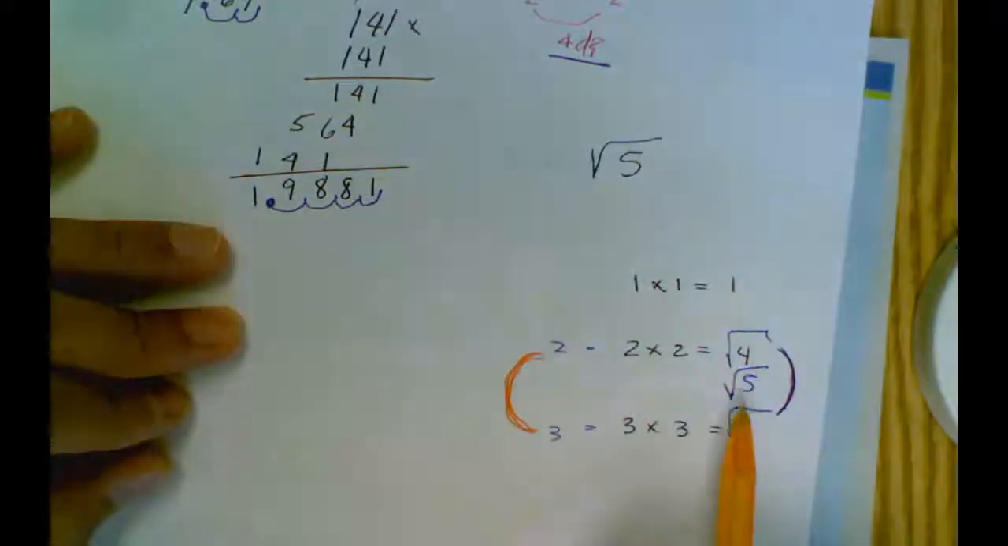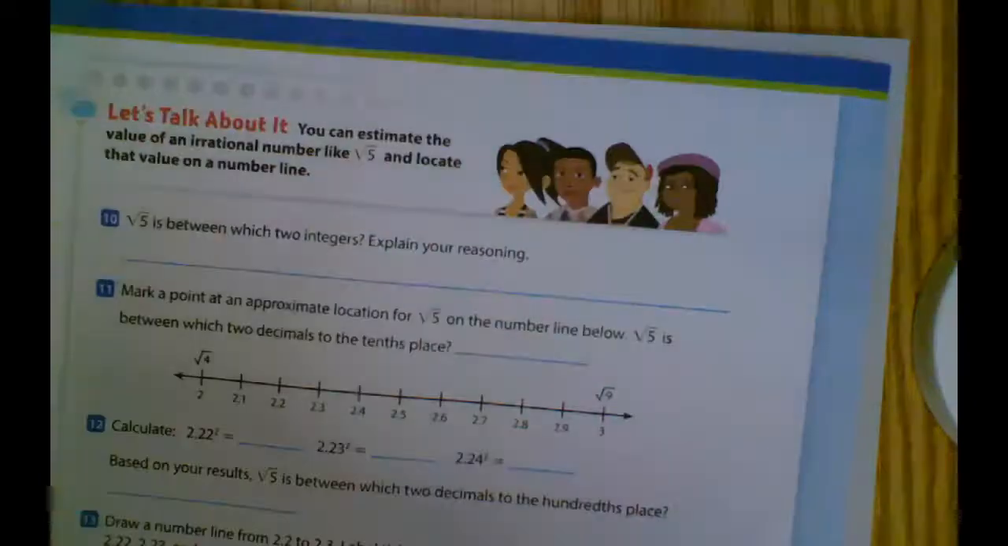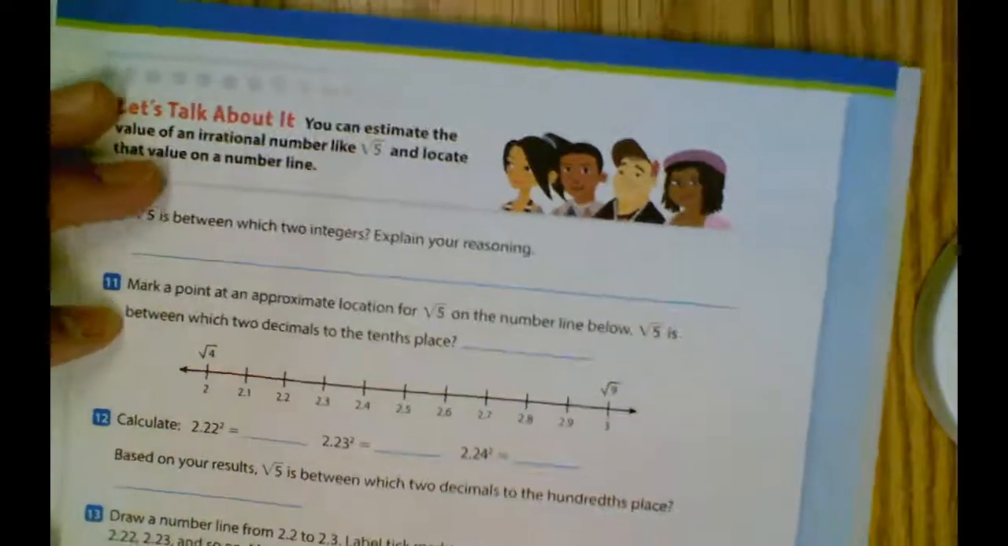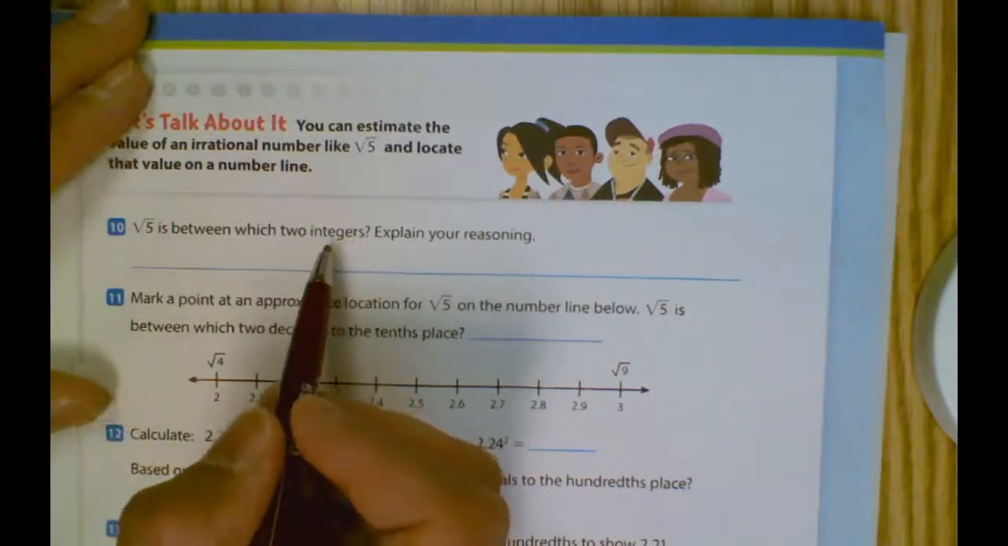Closer, then you ask the question, closer to what? Closer to 4 or closer to 9? But that's a question that we're going to answer here. So we have, the square root of 5 is between which two integers? Explain your reasoning.